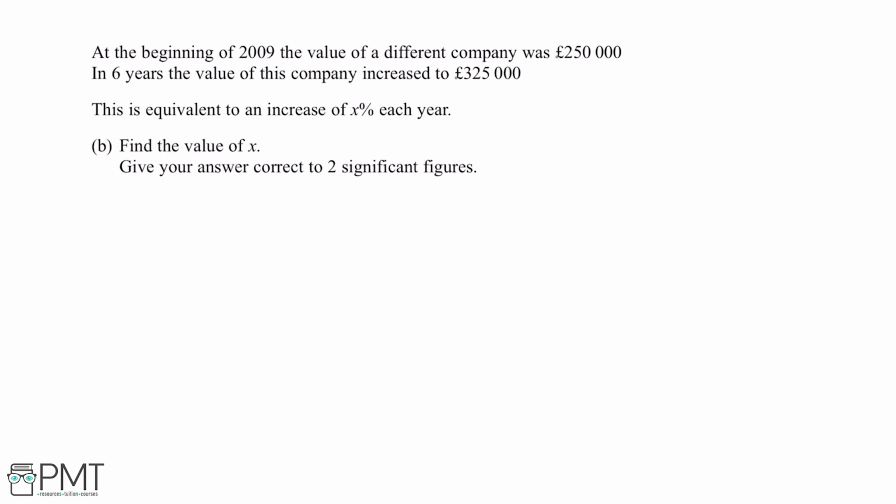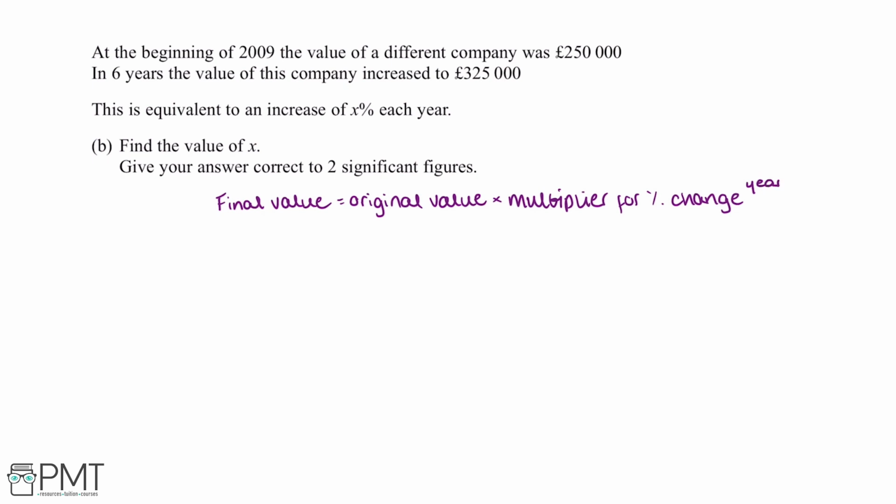So we can use a similar structure to the one we used in Part A for compound interest. And this is that the final value of the company is equal to the original value of the company times the multiplier for the percentage change to the power of the years. So we can substitute the values which we've been given in this question into this formula. The final value of the company is £325,000. The original value of the company is £250,000.